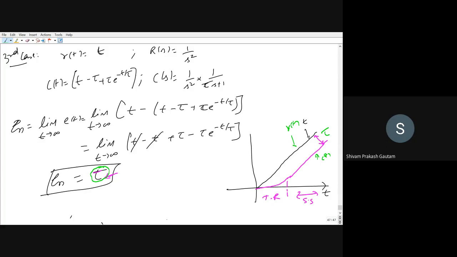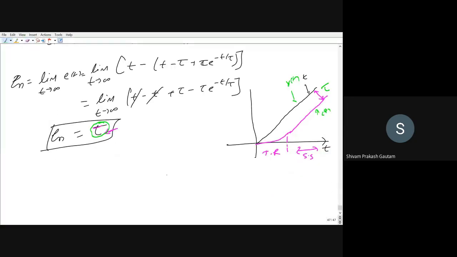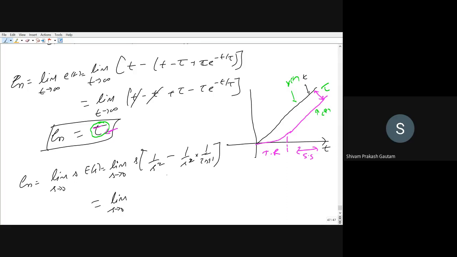Now we will see the fourth case. We will also check by the final value theorem whether we are getting the right answer or not. ess will be equal to limit s tends to 0 of s E(s). This is equal to limit s tends to 0 of s times E(s), where R(s) is 1 upon s square, minus 1 upon s square multiplied by 1 upon tau s plus 1. So limit s tends to 0, taking s inside, this is 1 by s minus 1 by s upon tau s plus 1. Is it okay?